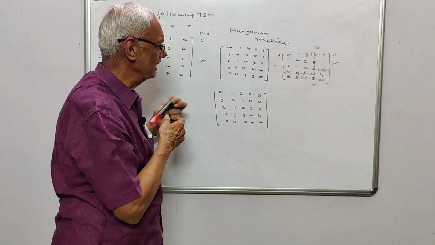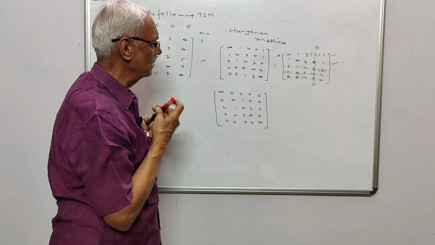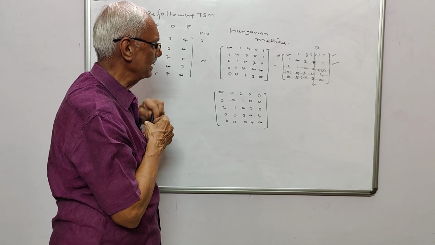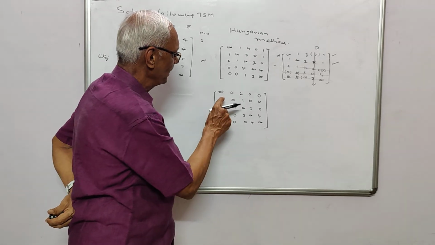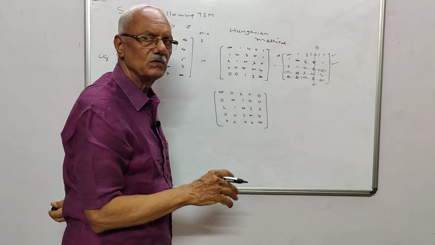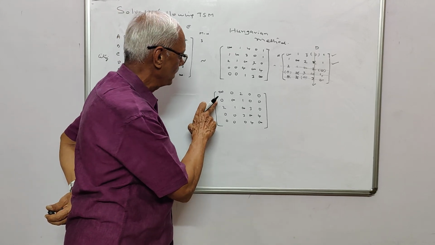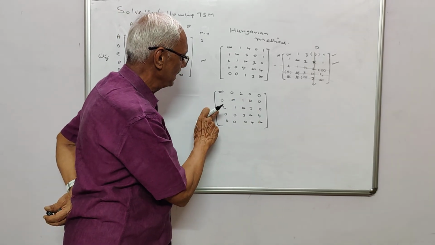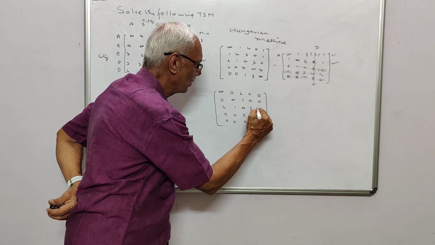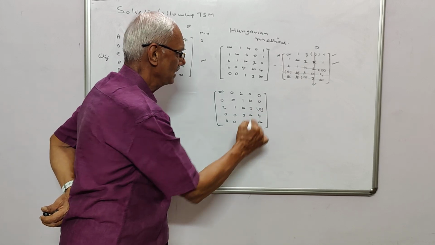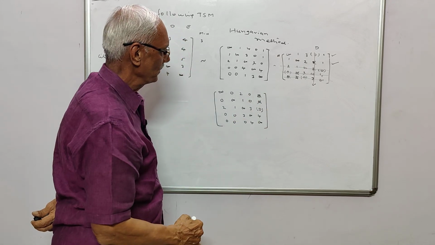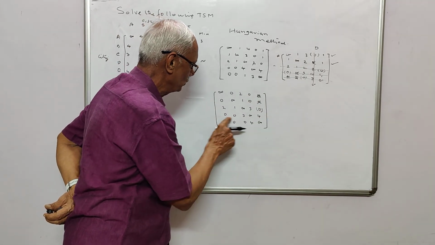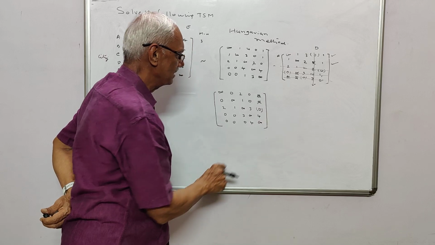Now after doing this, you start assignment. You will go for assignments again. What is assignment? Here there are 3 zeros. Don't do anything. Come to this. There are 3 zeros. Here there is only 1 zero. Okay. Mark this. Simultaneously cut this. Then come to the next one. 2 zeros. Come to the next, 3 zeros.